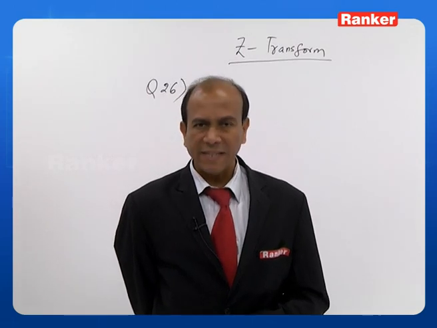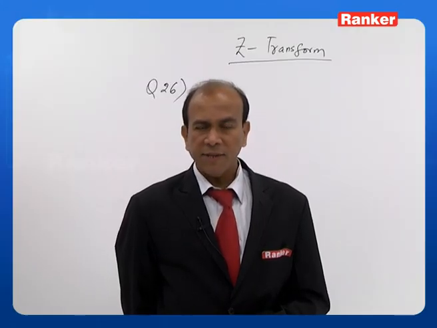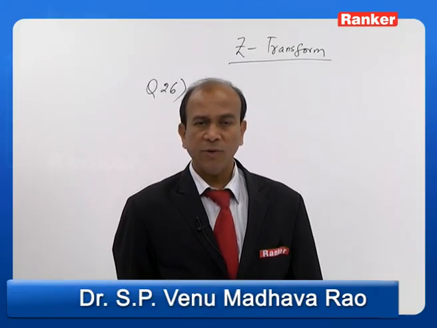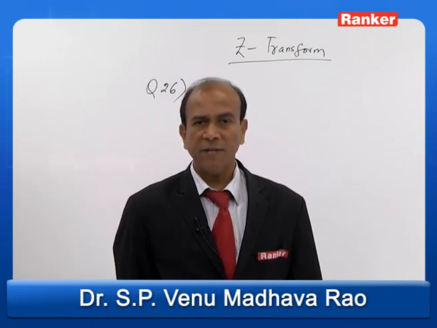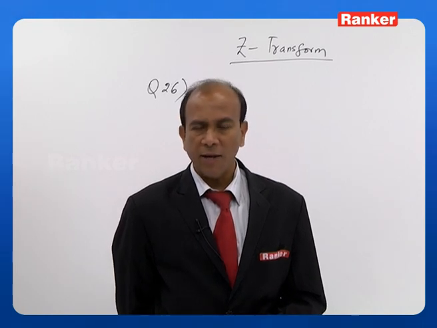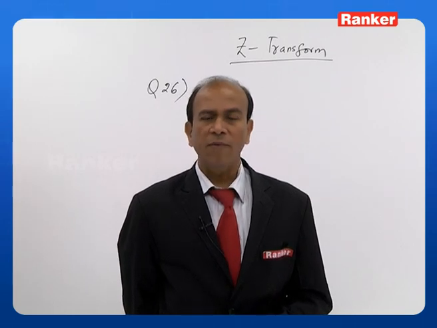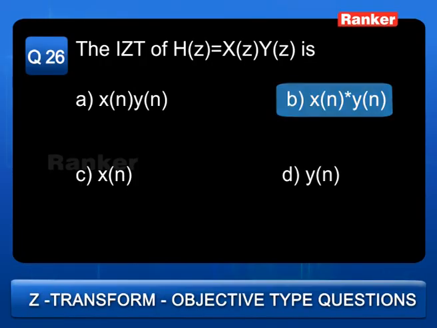Let us see question number 26. The inverse z transform of H(z) is equal to X(z) Y(z) is: A, x(n) y(n); B, x(n) convolved with y(n); C, x(n) divided by y(n). So, the inverse z transform of H(z) is X(z) and Y(z), that is the product of X(z) and Y(z). So, the inverse z transform must be the convolution of the same functions in n. Okay. So, that means the answer is B, that is x(n) convolved with y(n). So, the answer is B.